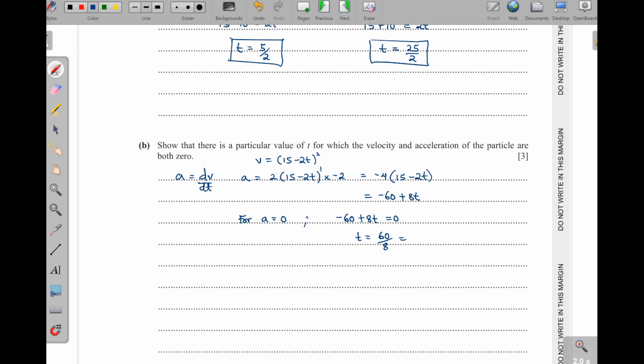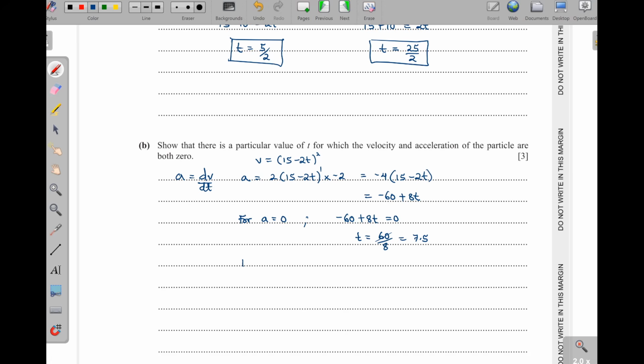So this simplifies to, by 4, 15 by 4, 2. So 15 over 2 is the same as 7.5. 7.5. Then they also said when both velocity and acceleration are equal to 0. So when velocity is equal to 0, what do we have?